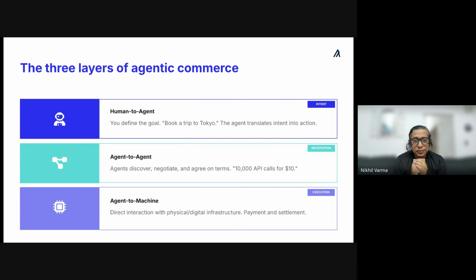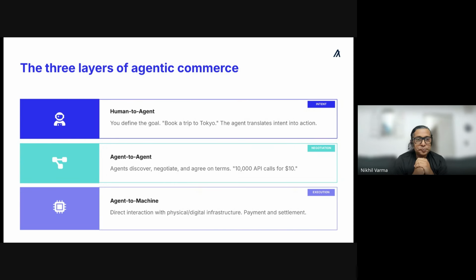And the next one is the agent to machine layer. In this agent to machine layer, there is direct interaction with the physical or digital world, where the payments are executed without human intervention. Again, there is some degree of autonomous aspect that is set into this.